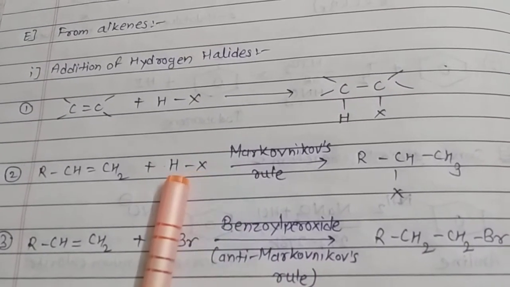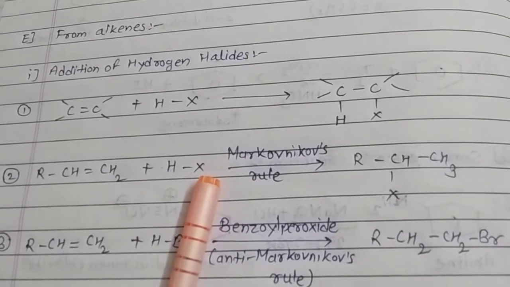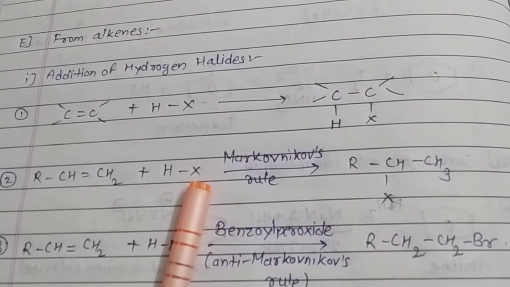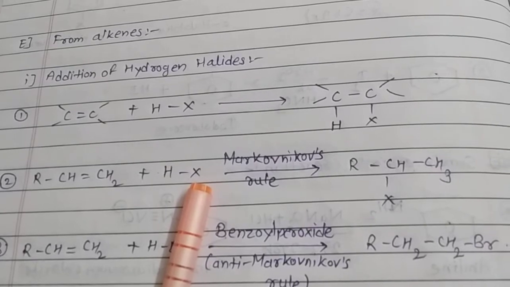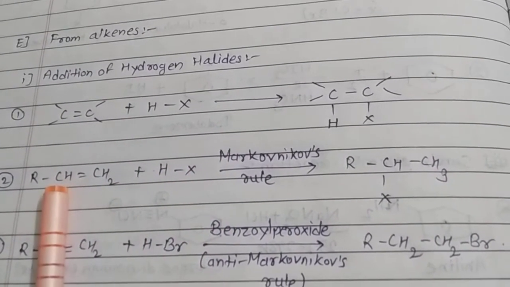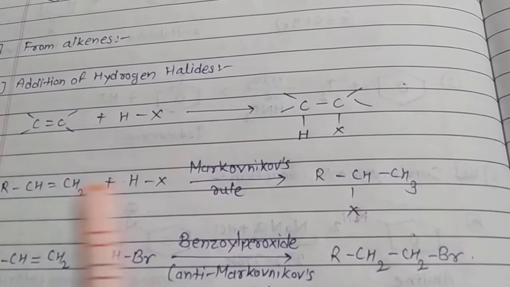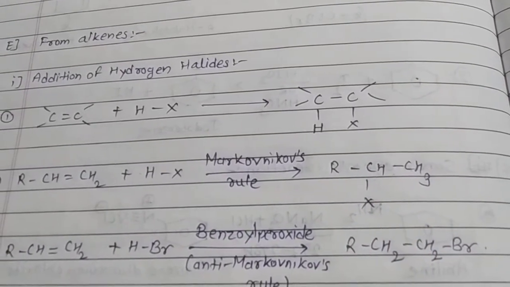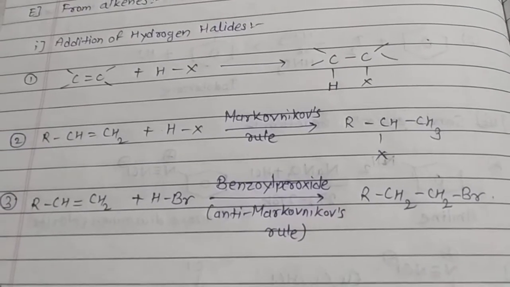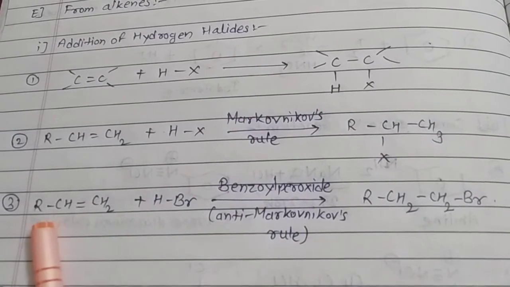So here in HX we can use HCl, HBr, HI. Here X is a halogen and it is the nucleophile. So this nucleophile attacks the carbon which has fewer hydrogens. In this carbon there is only one hydrogen, so the nucleophile will attack here, and H goes to this CH2, it becomes CH3. So that's Markovnikov's rule. If an unsymmetrical alkene is given, we have to apply Markovnikov's rule, and generally we will get a secondary alkyl halide as the product.